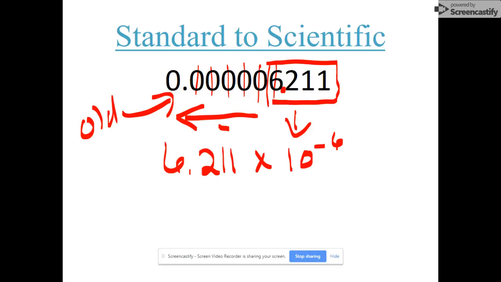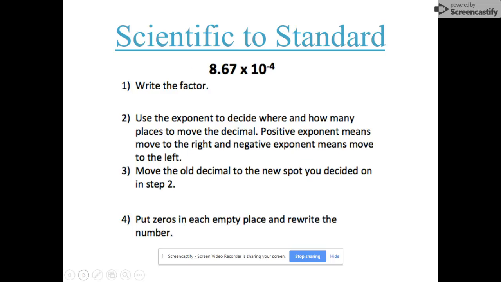Hopefully you notice that the very large numbers end up with a positive exponent and the very small numbers end up with a negative exponent. Now that we've looked at numbers from standard to scientific notation, let's take a look at the bottom portion of your foldable for numbers that are in scientific notation that need to be changed back to standard notation.